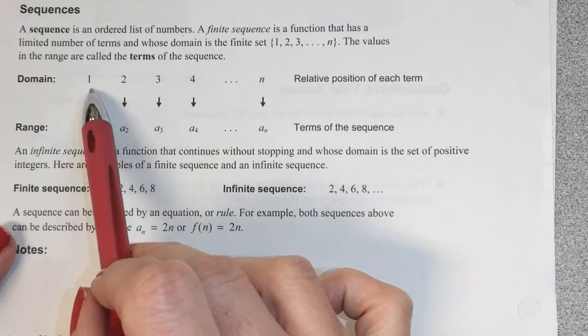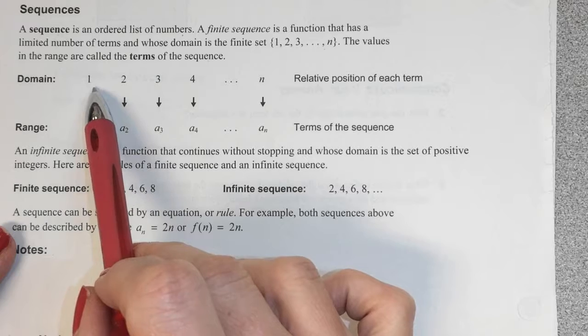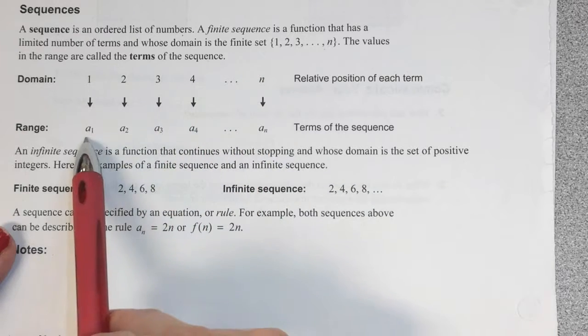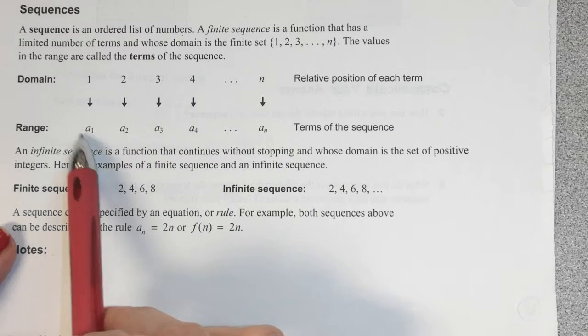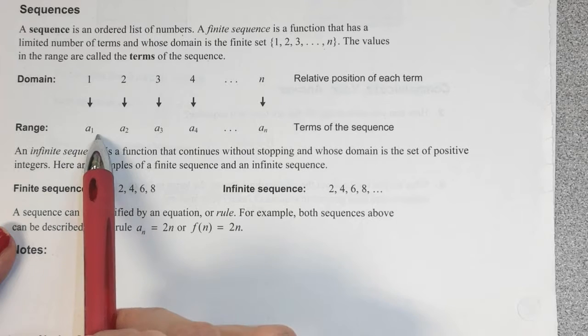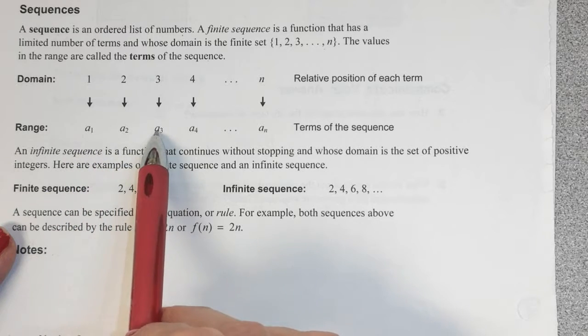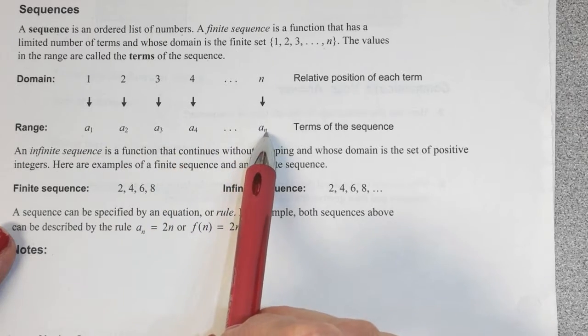So when we're trying to find a pattern or a sequence, these are always going to be the domain numbers, and the output numbers that we get are going to be called a sub 1. So that would mean the first term. A sub 2, second term, third term, fourth term, nth term.